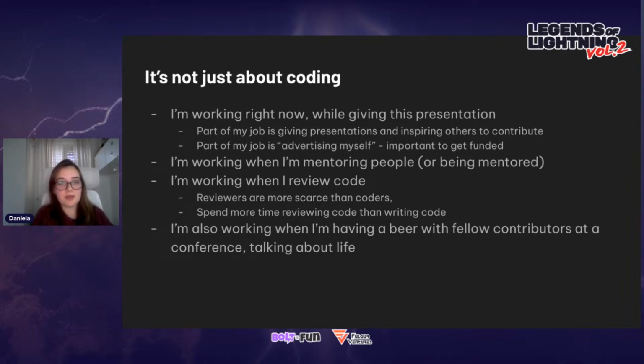And also, this is maybe a bit controversial, but in a sense, I'm also working when I'm having a beer with contributors at a conference talking about life. As I said before, communities are really, really important. And so if you go to a conference, spend the weekend just hanging out with people, maybe you spend 0% of your time talking about what you do, but you just hang out, talk about life, talk about what's going on, talk about other projects. That's also work.